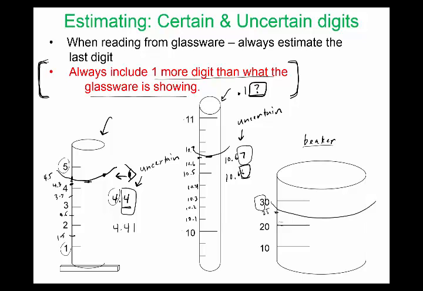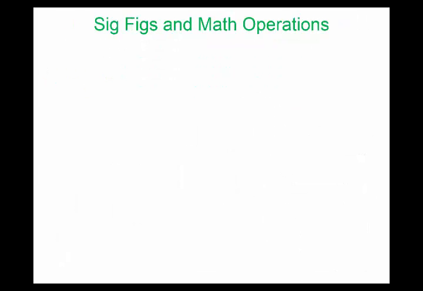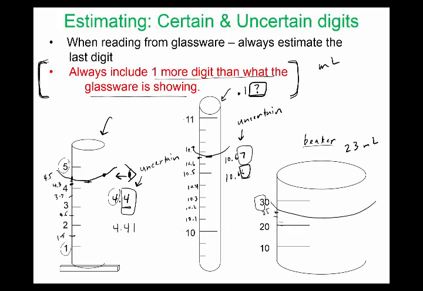So this would probably be, I would say, 23. It doesn't say what unit these are, but let's say they're all milliliters. So let's say this is 23, but we can't say 23.1 or anything like that. And then this number is our uncertain number.